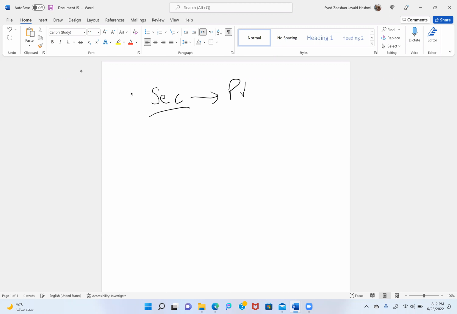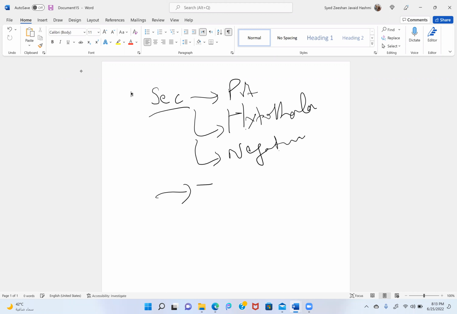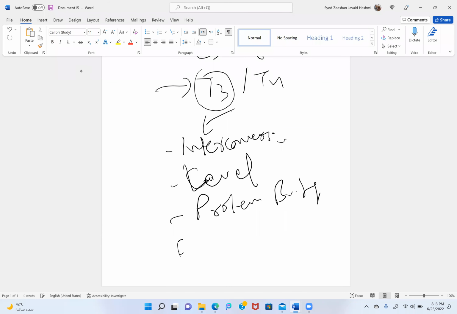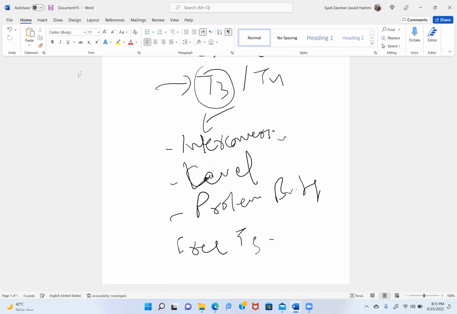Okay, so there will be a role of pituitary, there will be a role of hypothalamus. Okay, and then there is this negative feedback mechanism. And then you are thinking what hormones are being produced. So there will be T3, there will be T4. Okay, and then when the hormone is there, there is another mechanism for it, which is interconversion. Okay, and how much concentration, how much level of each, and then there is protein binding. Okay, so the free T3 levels will be doing the trick. And the next step will be, what is the mechanism of action of thyroid hormone.